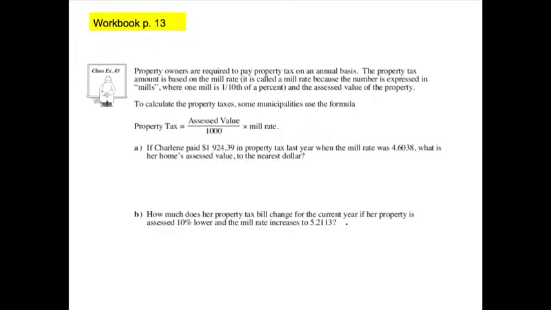For B, how much does their property tax bill change for the current year if her property is assessed 10% lower and the mill rate increases to 5.2113? Okay, so let's take a look at that. Let's find out what her property tax is going to be.